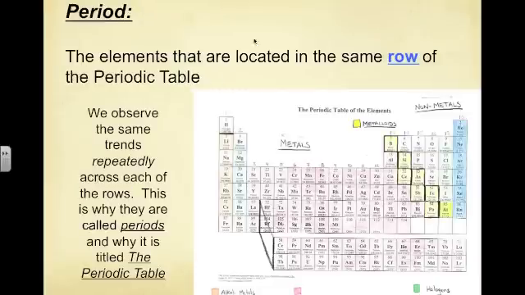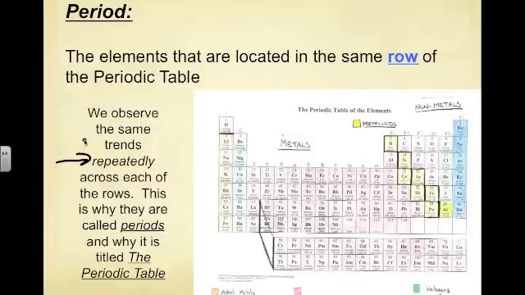On the other side, when we look at what's called a period, it's just elements that are located in the same row on the periodic table. So a period would go across horizontally from left to right. And so this was how we saw those repeated trends.